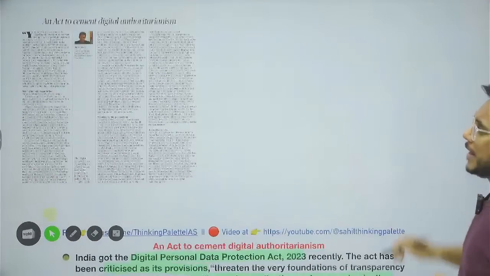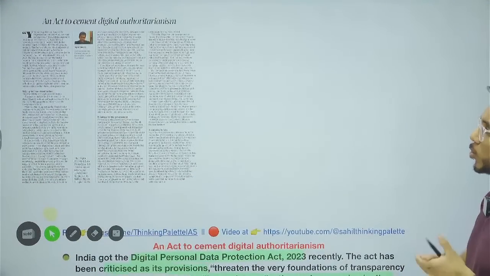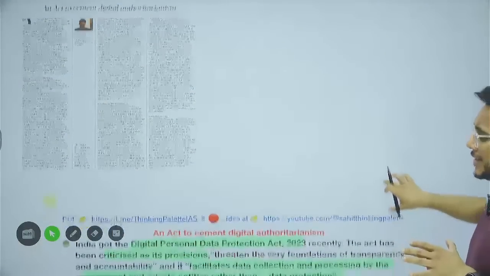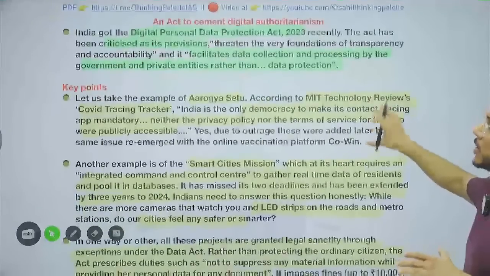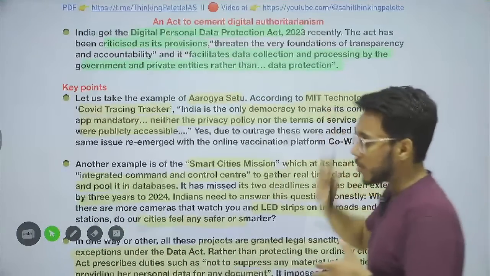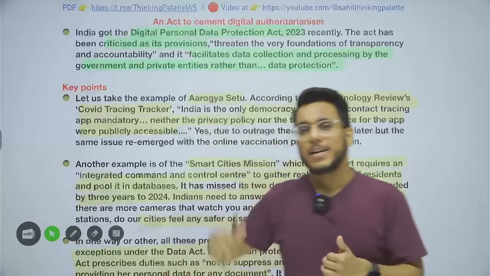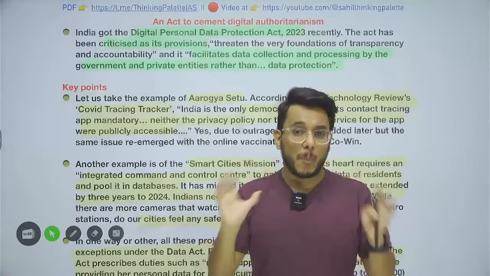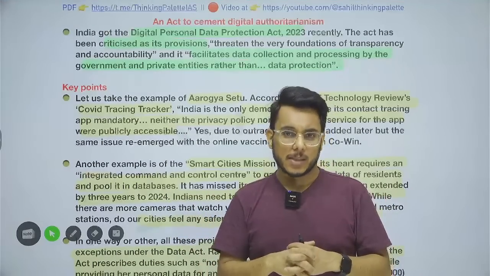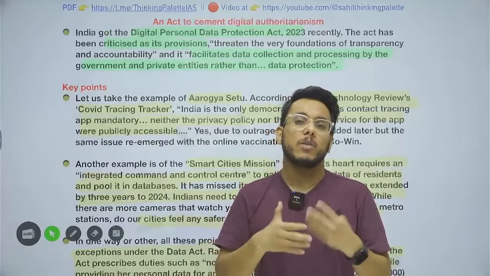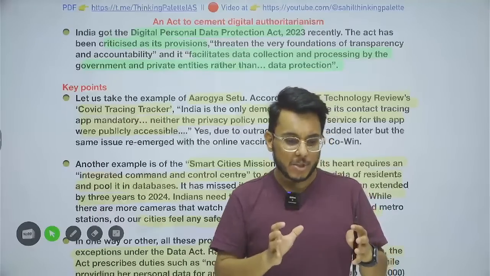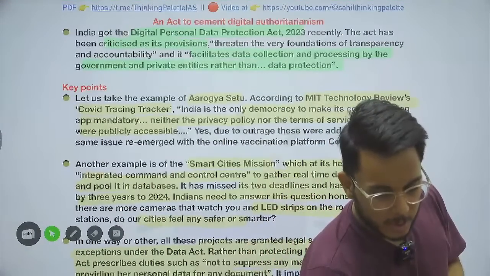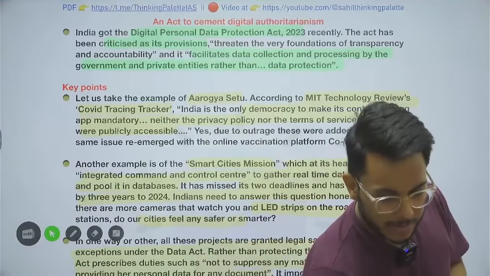Now moving on, an act to cement digital authoritarianism. Now guys, this particular article is actually talking about the Digital Personal Data Protection Act 2023, which got passed. However, to be very frank and honest, the article doesn't contain much academic substance. It is just saying how the government has failed to capture a lot of loopholes that are there in this particular act. Okay, so that dimension we are going to discuss here.